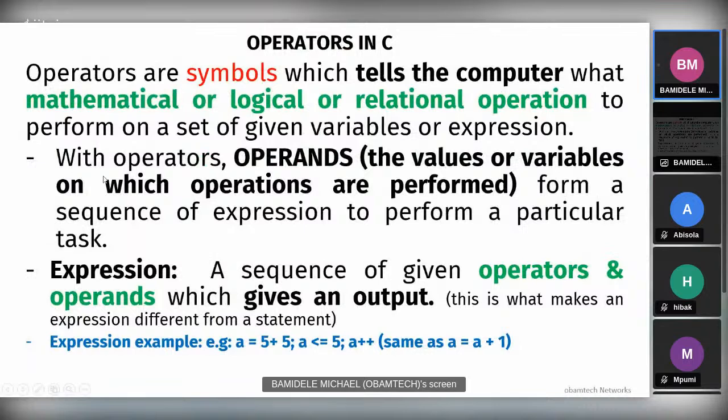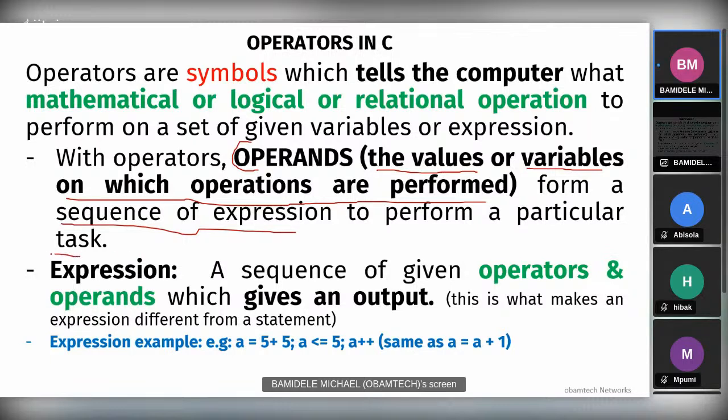Now, when we are using operators, we have operands. What are operands? The values or variables on which the operation is performed. Operands are the variables which operations are performed upon. So operators and operands form a sequence of expression to perform a particular task.